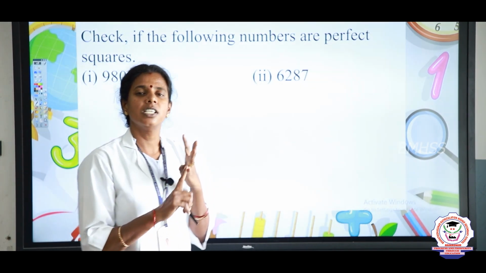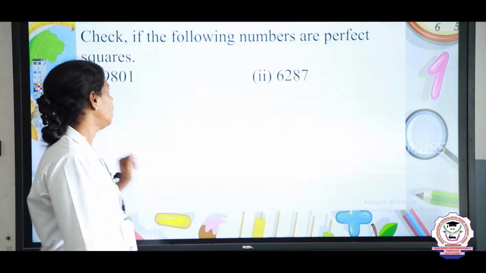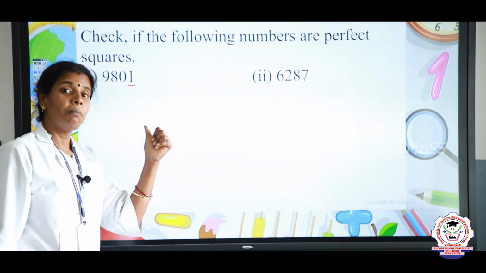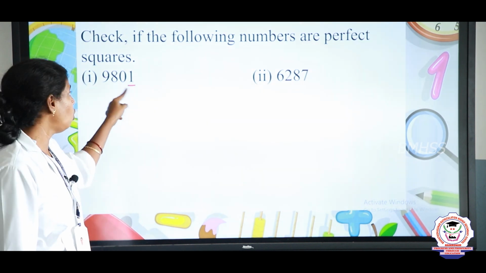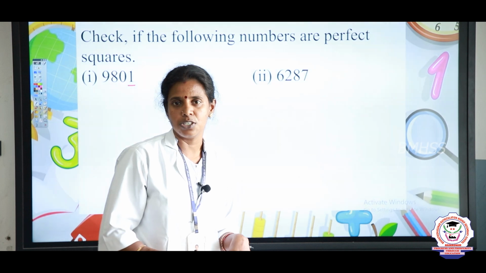No, a number which ends in 2, 3, 7, or 8 will not be a perfect square. See, a number which ends in 1 may be a perfect square. So how do we check whether 9801 is a perfect square or not? By using the prime factorization method.